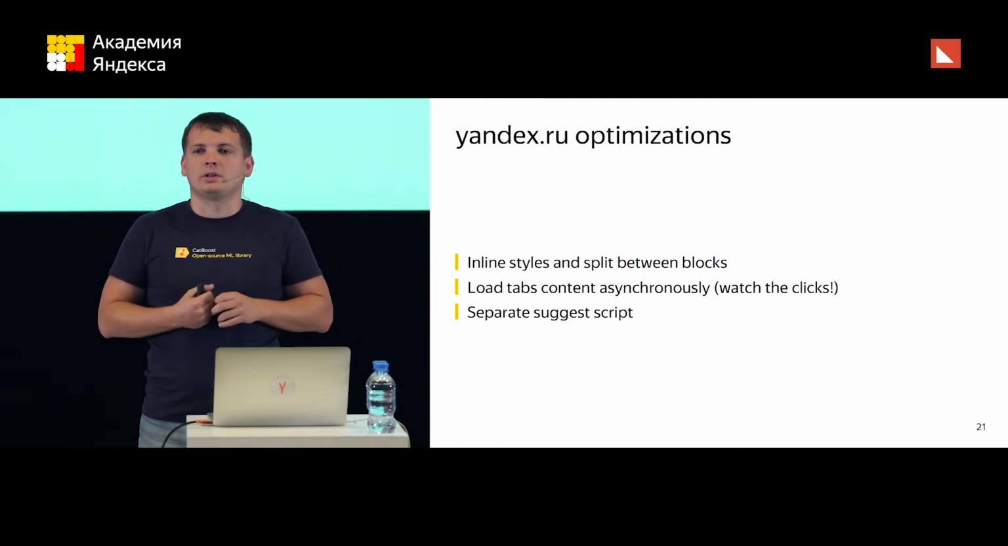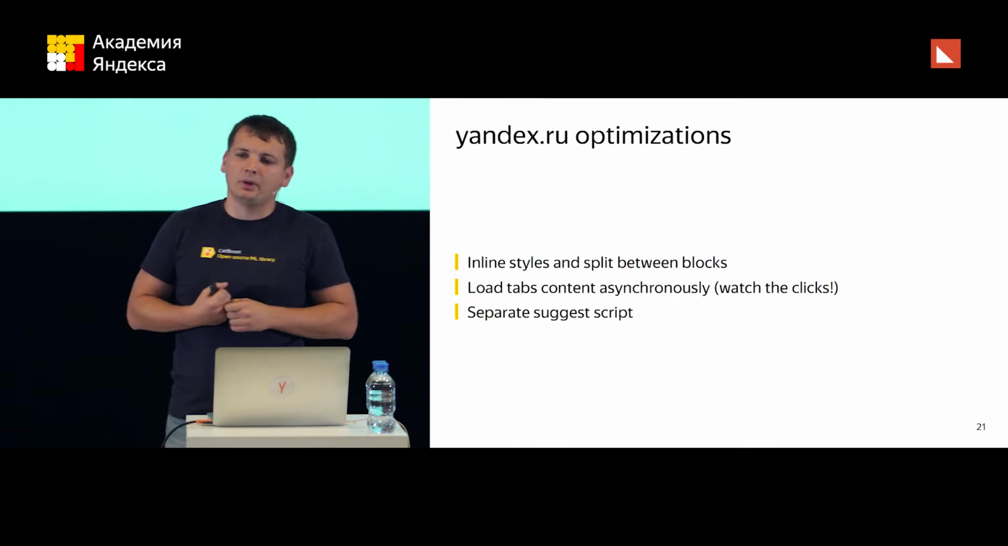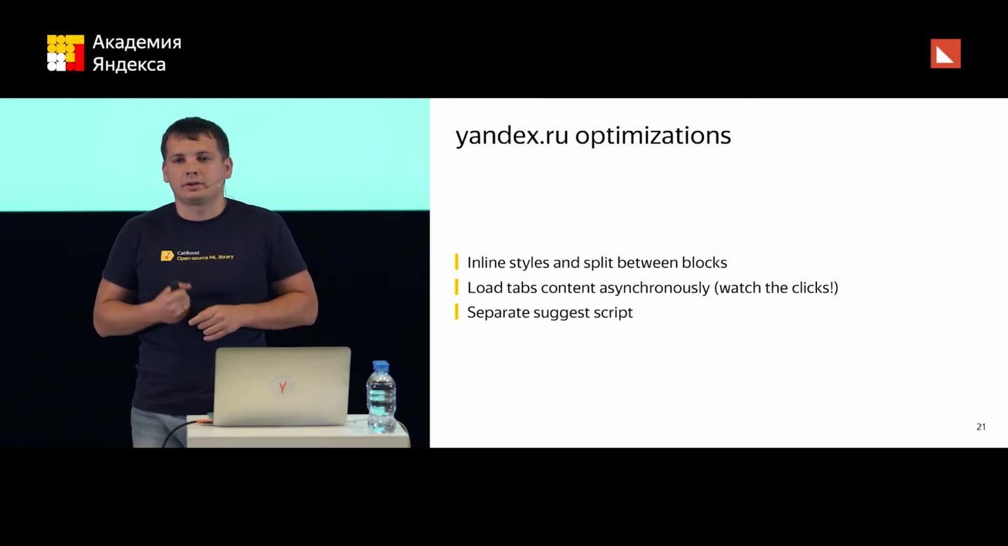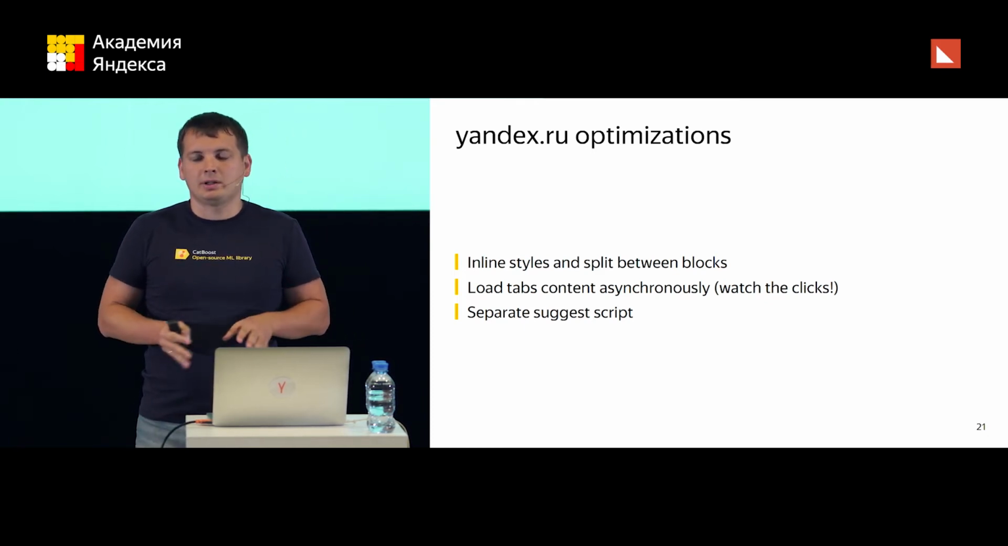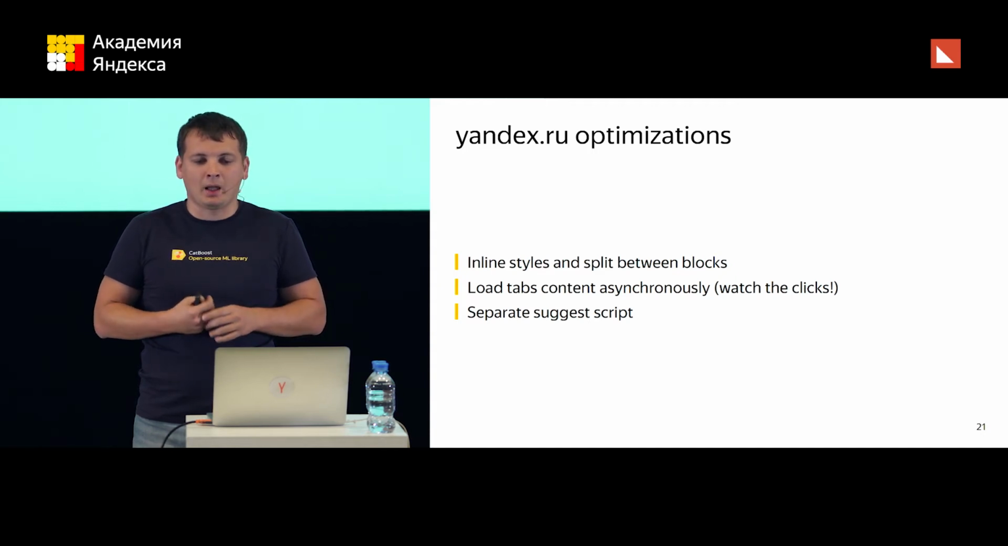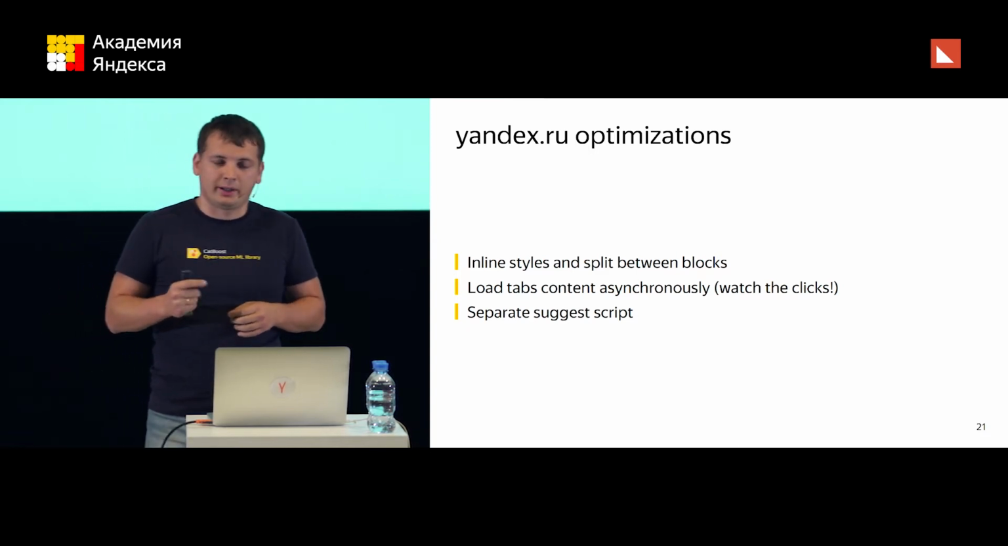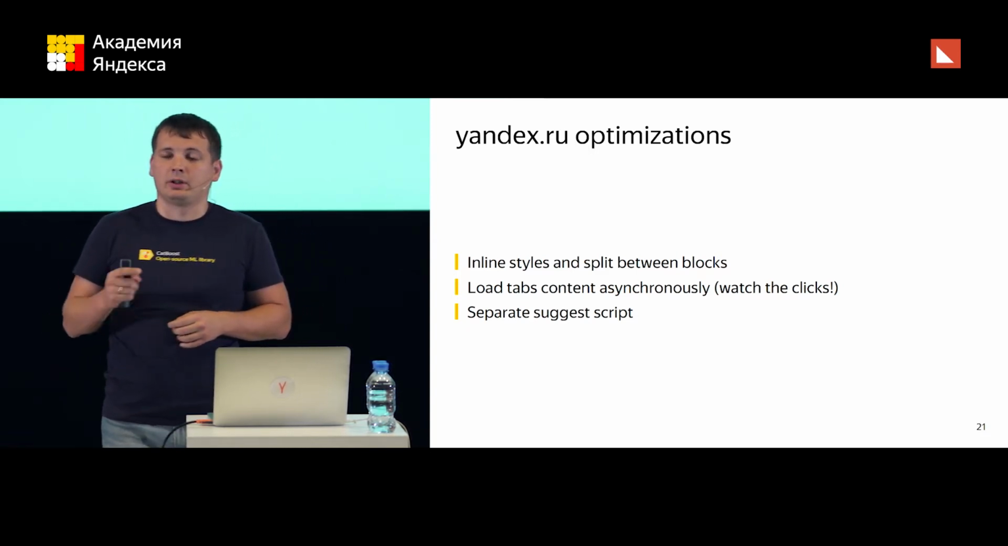Another great thing we did is a separate suggest script. It contains all necessary functionality for the search suggest, but has no dependencies and has the size of only 14 kilobytes. And we can download it before the main script to make search suggest be available faster.